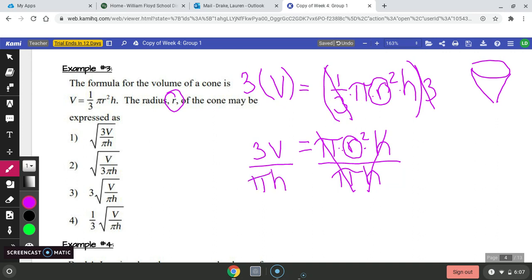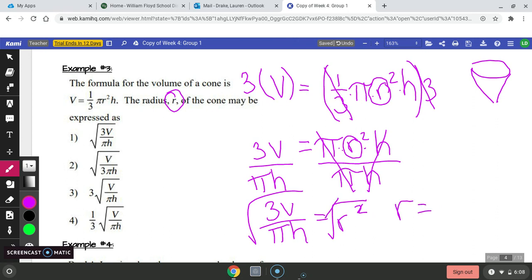Can I do 3 times v over pi h? No. So I'm just going to bring it down. 3v over pi h, because there's nothing I can really do. Okay, on the right-hand side, I'm going to bring down r squared. Okay, my last step is to undo this square by doing the opposite, which is a square root. Take the square root of both sides. So this and this cancel, and I'm left with r equals this whole thing. So let me just rewrite it. The square root of 3v over pi h.